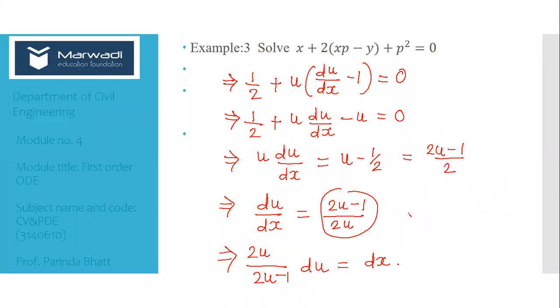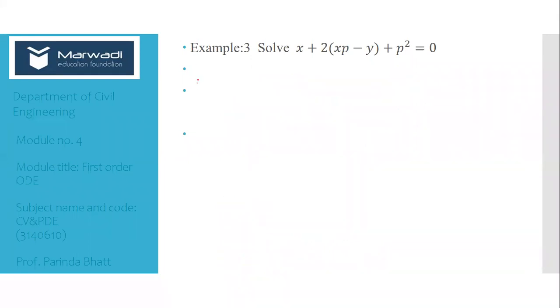Okay. Now for the integration, here 2u, therefore we can arrange this term as 2u minus 1 plus 1 divided by 2u minus 1. Right? This is minus 1 plus 1. Therefore, the result is 2u as it is. But we set this term for the integration. Now, separate the denominator. Therefore, 1 upon 2u minus 1. Right? Therefore, 1 plus 1 upon 2u minus 1 du equal to dx.